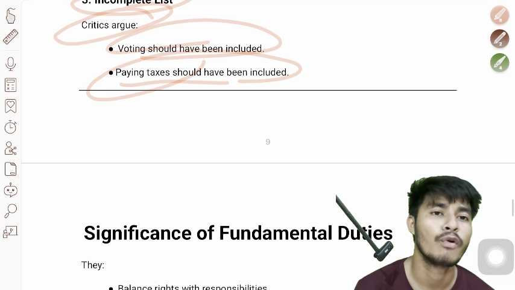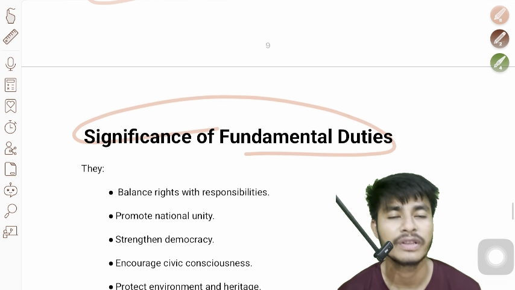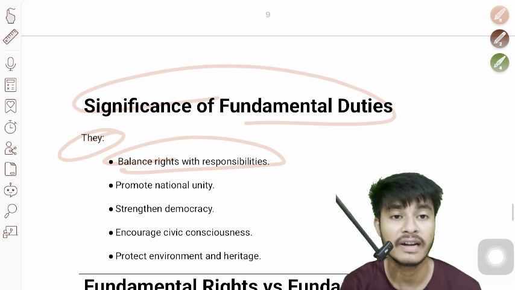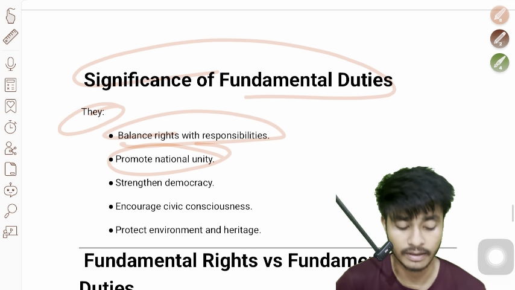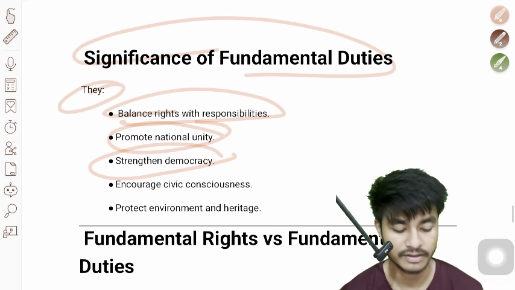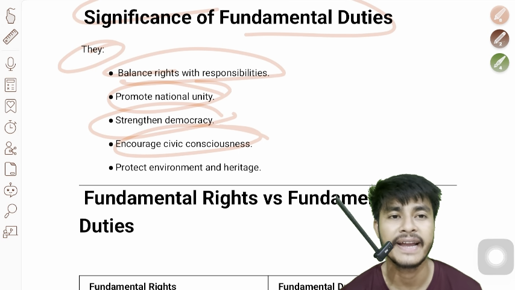And now we will move to the significance of fundamental duties. So they balance rights with responsibilities. Okay, we'll move to the next one, promote national unity, and third one is strengthen democracy, and fourth one is encourage civic consciousness, and the last one talks about protect environment and heritage.